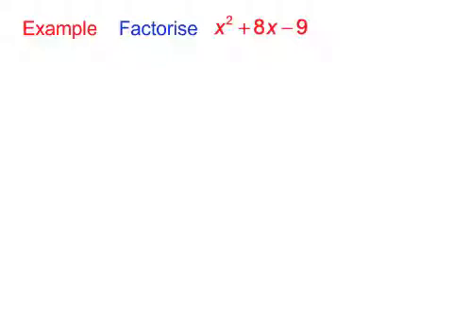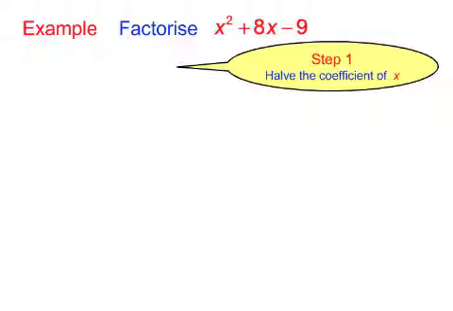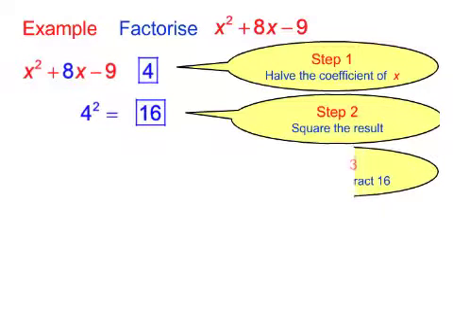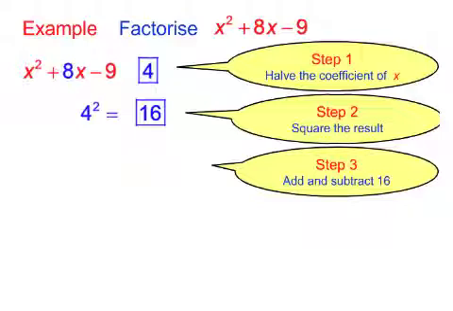Let's do an example. Factorise x squared plus 8x minus 9. Step 1. Halve the coefficient of x. In other words, half of 8 is 4. Then we square the result. 4 squared is 16. Step 3. Add and subtract 16. In other words, x squared plus 8x plus 16 is our perfect square. Then we subtract the 16, minus 9. Notice that expression there is the same as the original expression, x squared plus 8x minus 9.